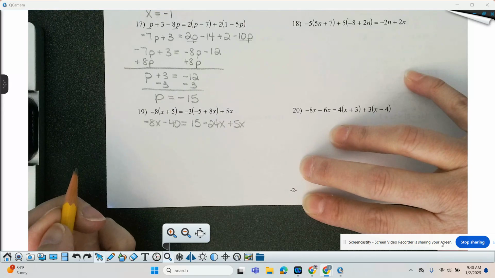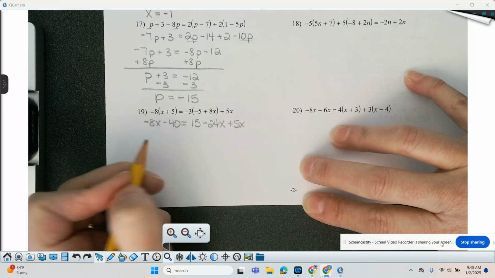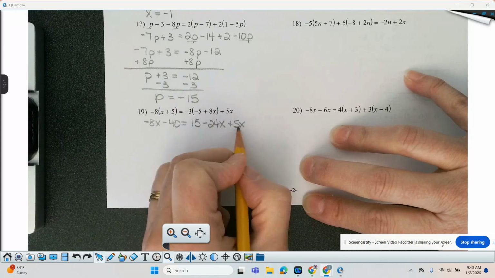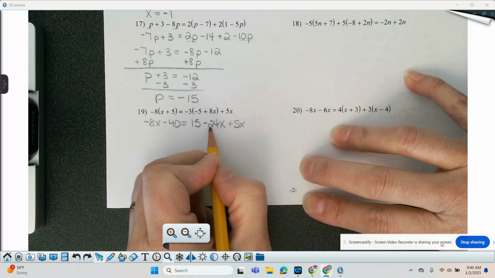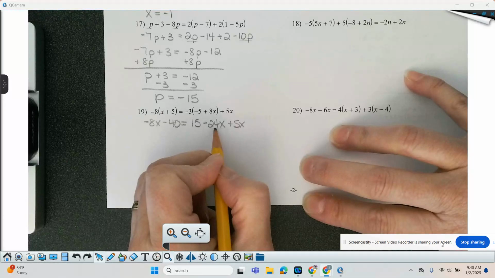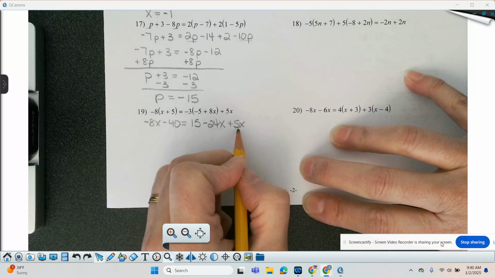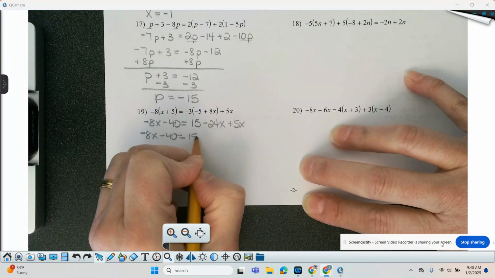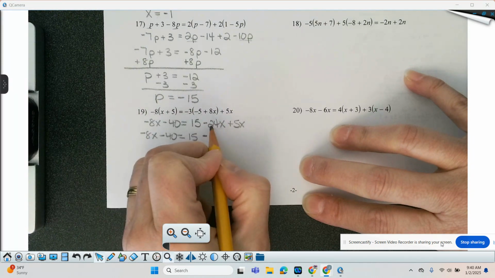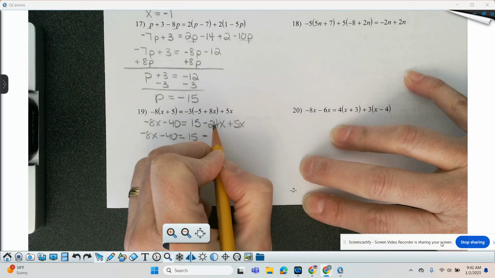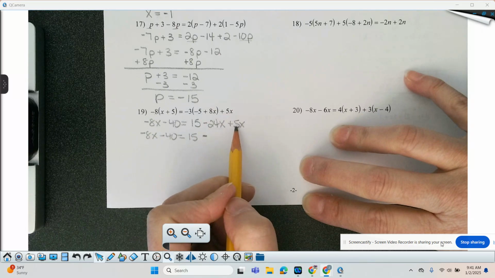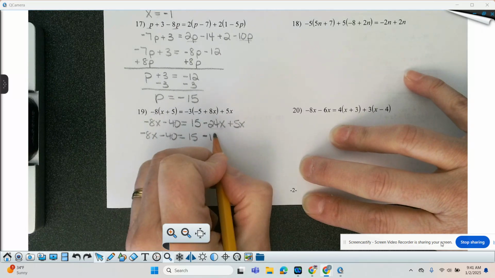Okay, now I'm looking to combine like terms. There are no like terms here because this one doesn't have an x. These do have x's. So if you have a negative 24x and a positive 5x, I'm going to bring this all down. I'm going to keep the sign of the larger number. 24 is bigger than 5, so I keep its sign. And then I say, what is 24 minus that 5? And that's going to leave me with 19x.